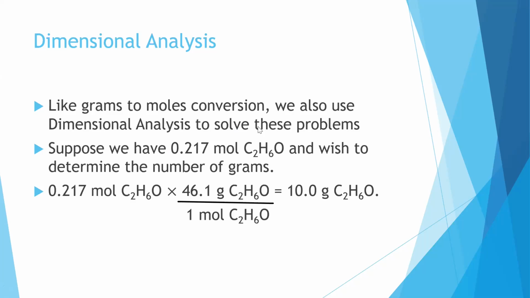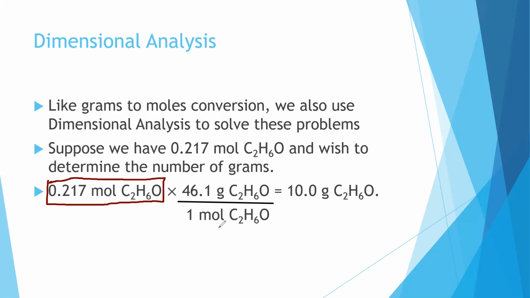So suppose we have 0.217 moles of ethanol, and we wish to convert it to the number of grams. So as always, we need to start with what we have. The number one thing we have is 0.217 moles. So that's going to be our first thing because we're given that.